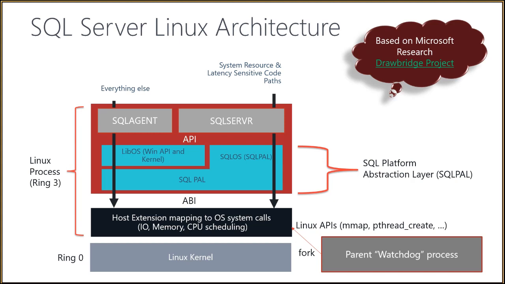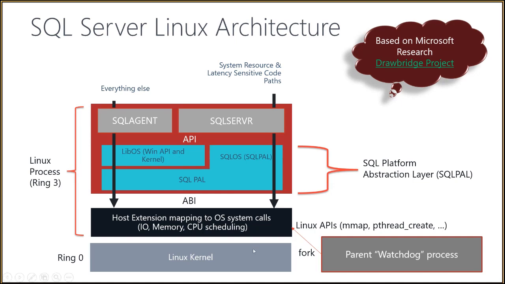So we took that concept. If you look at this diagram right here, this is how we use that Drawbridge concept. We've built something called the SQL platform abstraction layer, and these blue boxes represent that. In some cases, what we call LibOS is an implementation of Windows APIs that don't have to go to, say, a kernel. And then in some cases, there are APIs that have to go down to the kernel layer. But this is Linux. This isn't Windows. So how do we do that?